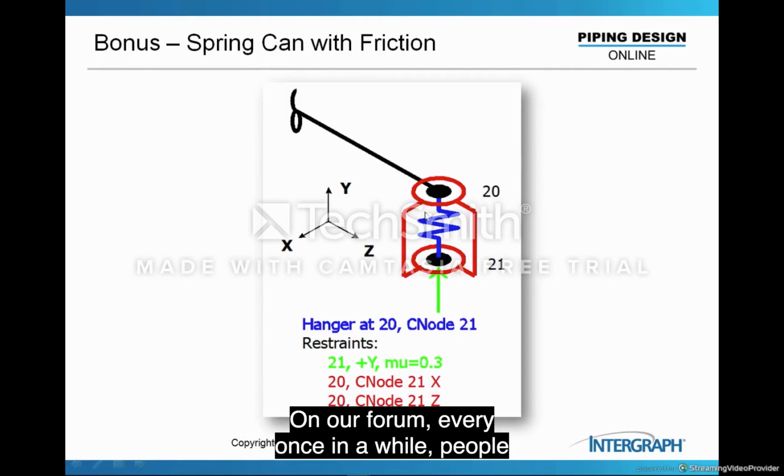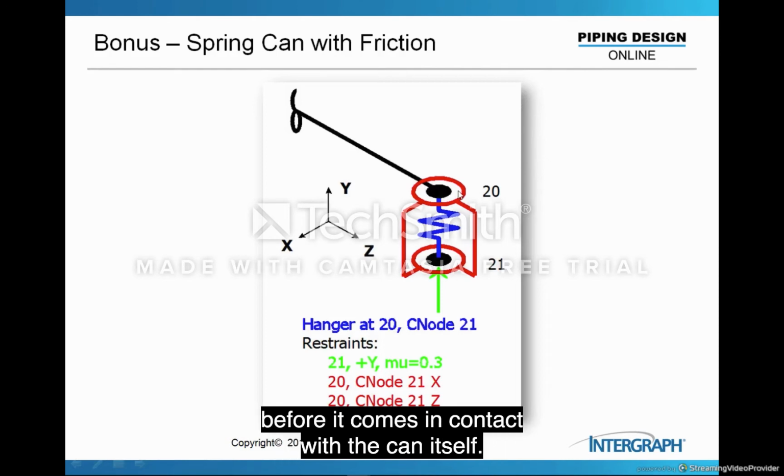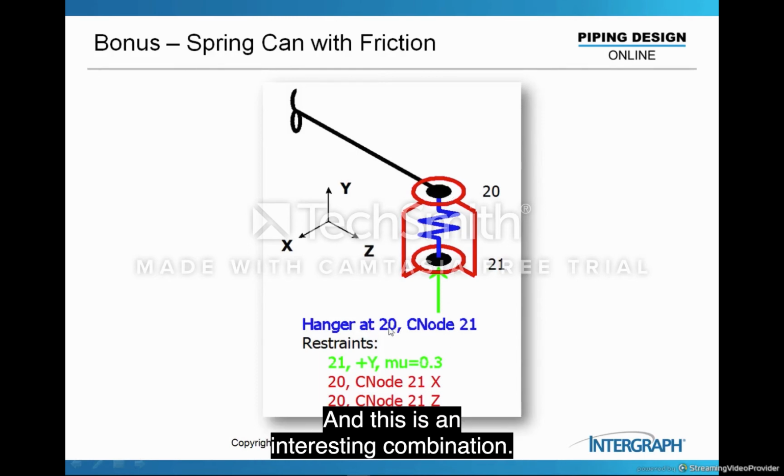On our forum, every once in a while, people talk about a spring can underneath the pipe, and you want to put friction at that point. A common point is that the support pillar post underneath the spring can move around a little bit before it comes in contact with the can itself. So there's some free motion laterally. Now we have a spring in the vertical direction. How could I possibly get friction in the model as the pipe wants to slide on the top of that restraint? And this is kind of an interesting combination.